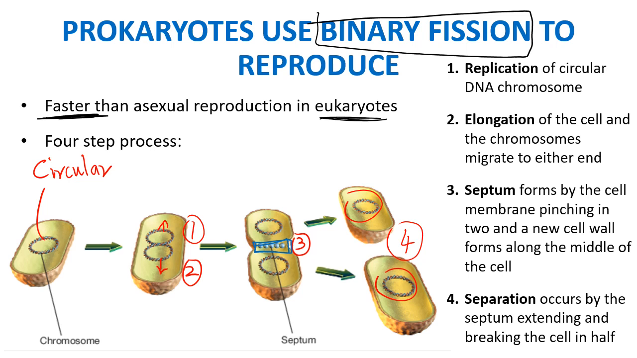So if we follow and make a little acronym out of that, we've got R, E, S, and S. So RESS is the 4 steps of binary fission.